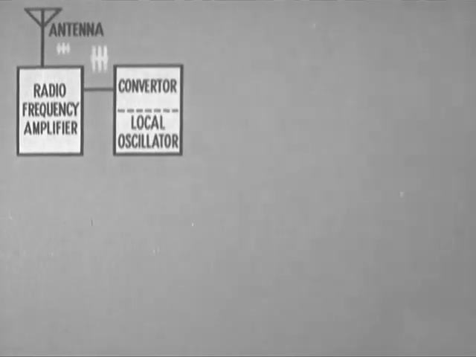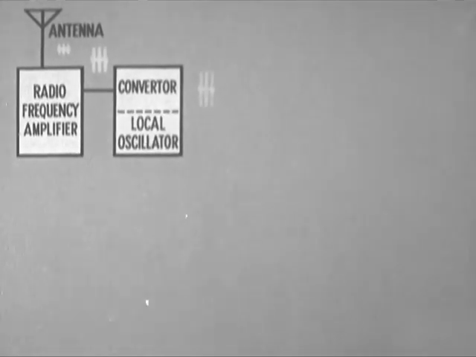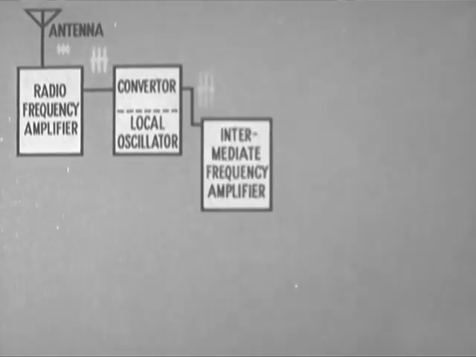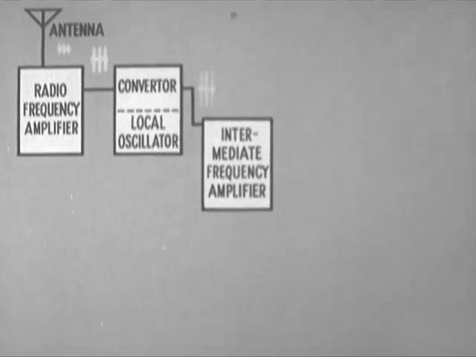The converter includes a local oscillator. The high-frequency output of this oscillator is made to mix or heterodyne with the incoming signal to produce a difference frequency. This difference frequency is known as the intermediate frequency and is fed to the IF amplifier. No matter what the frequency of the received signal, the IF frequency is always the same. Since the IF amplifier handles only signals of this frequency, it can be made very efficient and with extremely high gain.